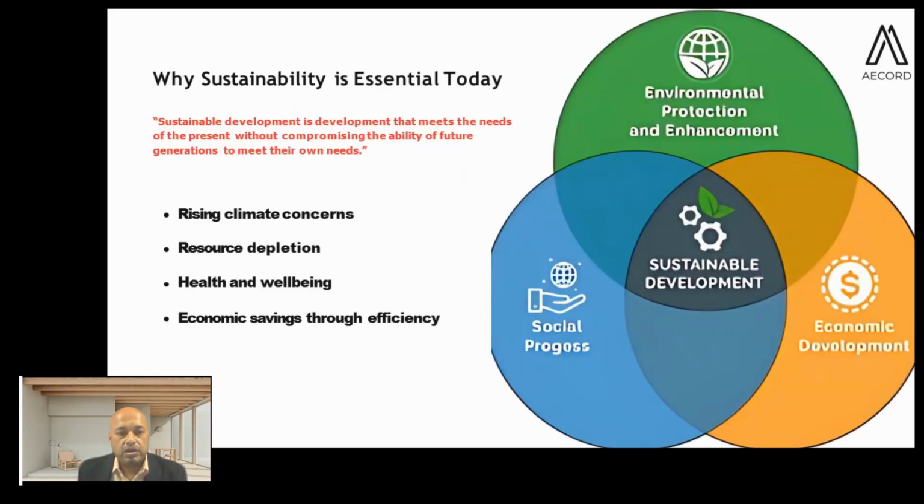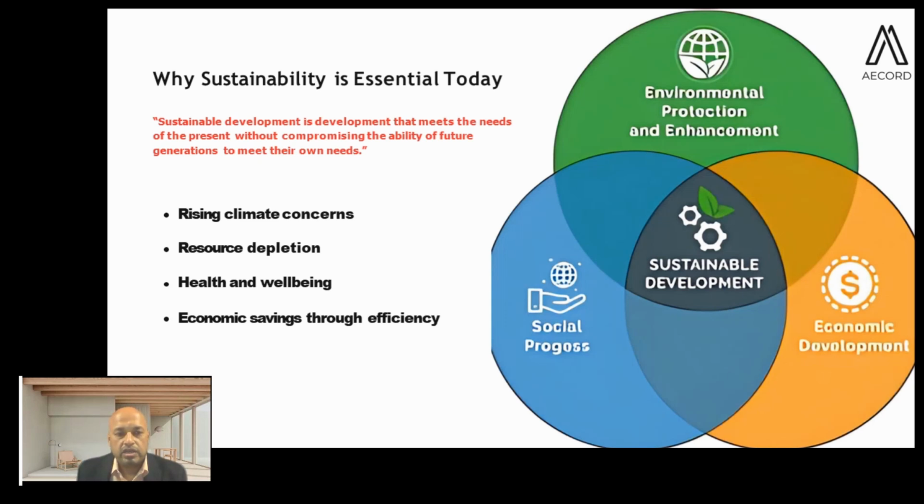Why we need to talk about sustainability today is the rising climate concerns, and we know that all the industrial development, urbanization and infrastructure development is imposing a lot of pressure and stress on the ecosystem. So there is a lot of climate change which is happening.